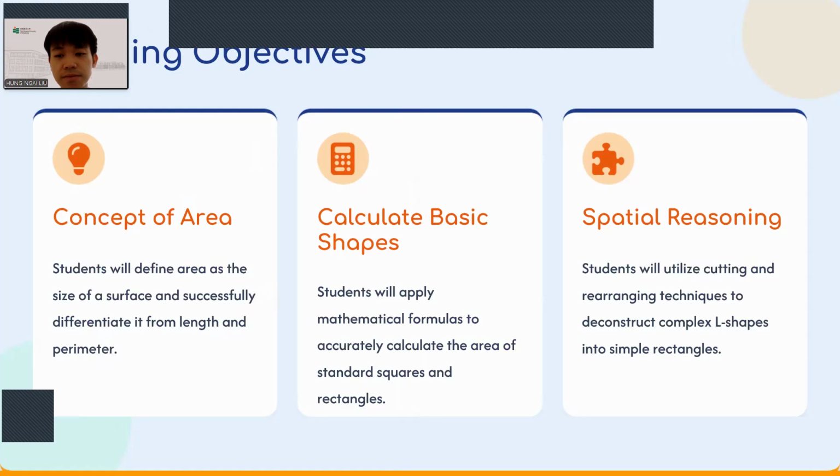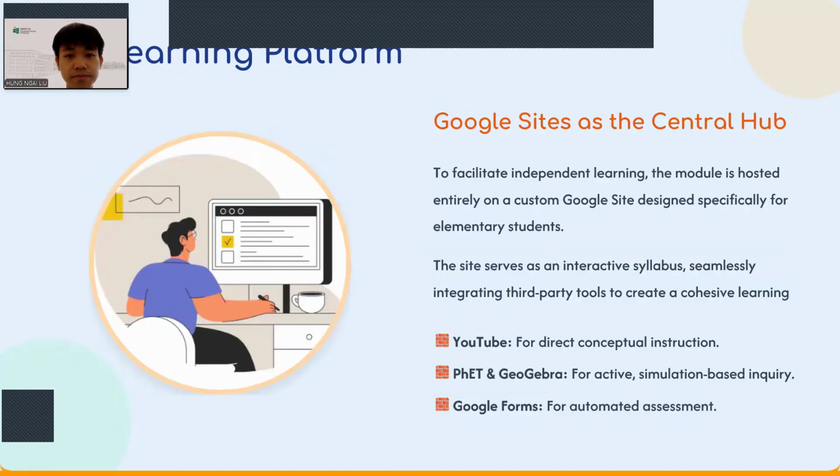Third, spatial reasoning. Students will utilize cutting and rearranging techniques to deconstruct complex L-shapes into simple rectangles. To facilitate independent learning, this entire module is hosted on a custom Google Site.